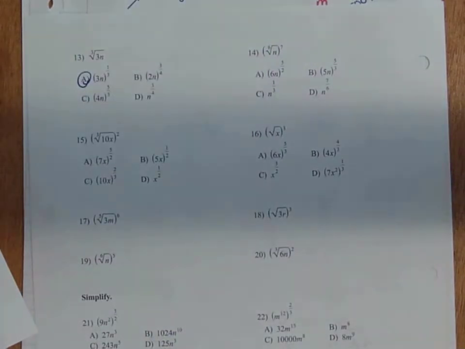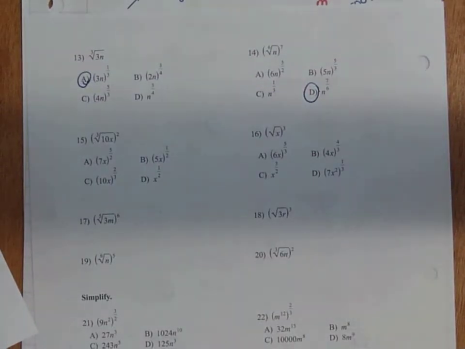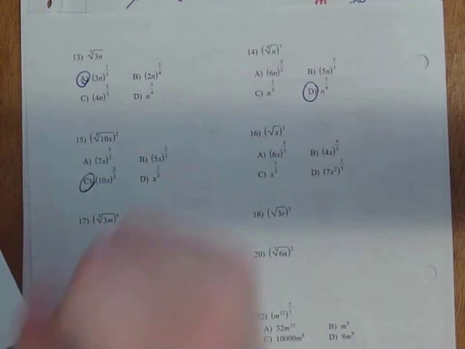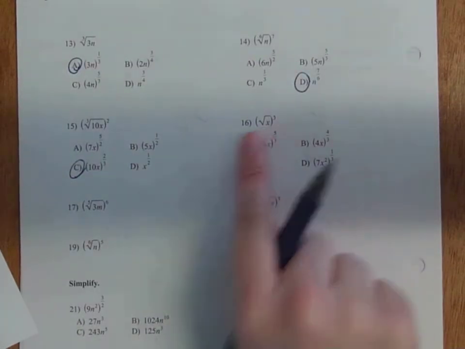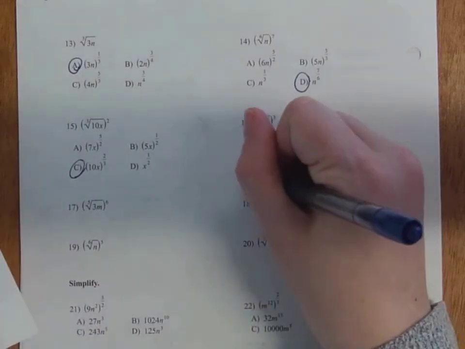Okay. 14, what is the root? What is the power? So what is our correct answer? x to the 7/6. 15. What is my power? 2. What is my root? 3. So what is my rational exponent? 10x. My rational exponent is 2/3. What is my root here? 2. So remember, if they don't show you, it's a 2. So my rational exponent will be 3/2. So C is my correct answer.